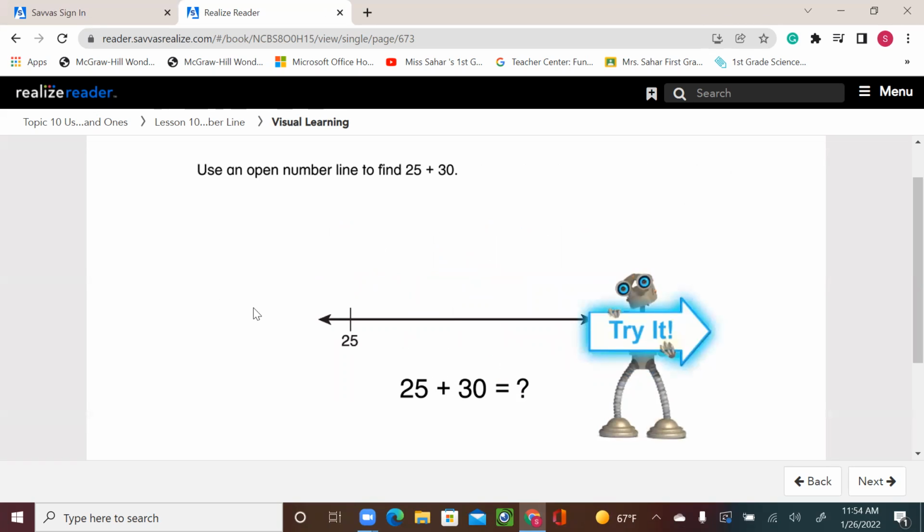All right, in the previous exercise, 25 plus 4, that means 4 ones. So we jumped 4 jumps or 4 hops. 1, 2, 3, 4. For this exercise, 25 plus 30, that means 3 tens. That means each jump is worth 10. So 25 plus 10, 35, plus 10, 45, plus 10, 55. That means 3 tens. Okay.